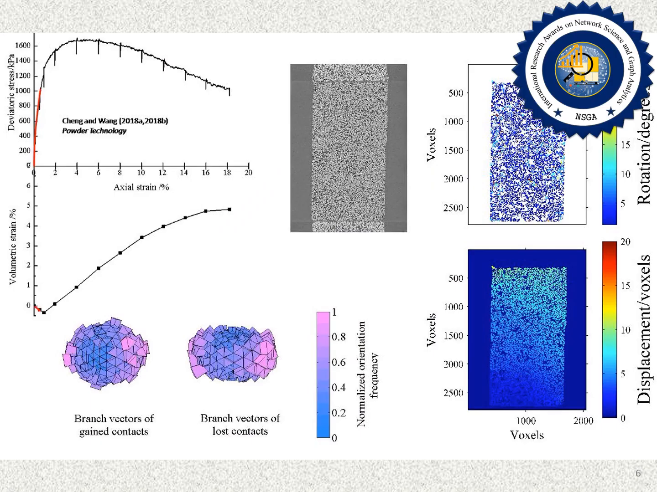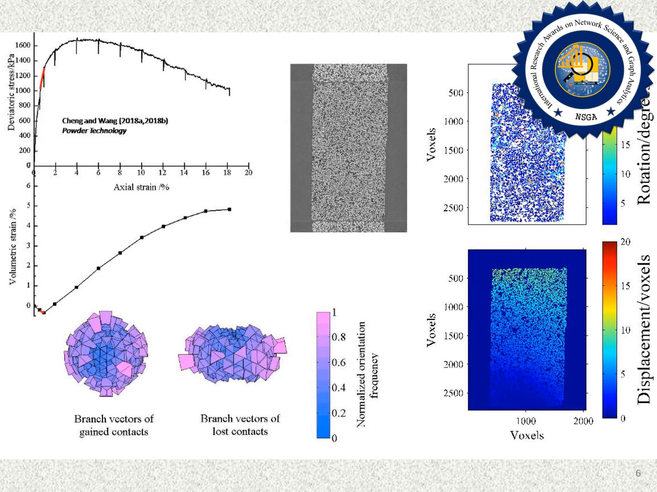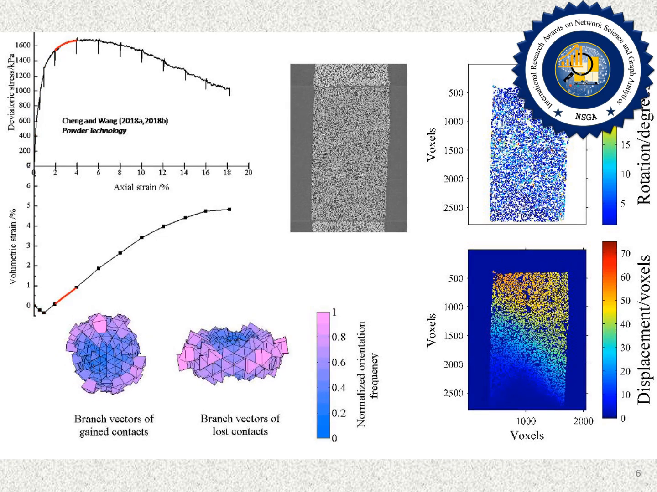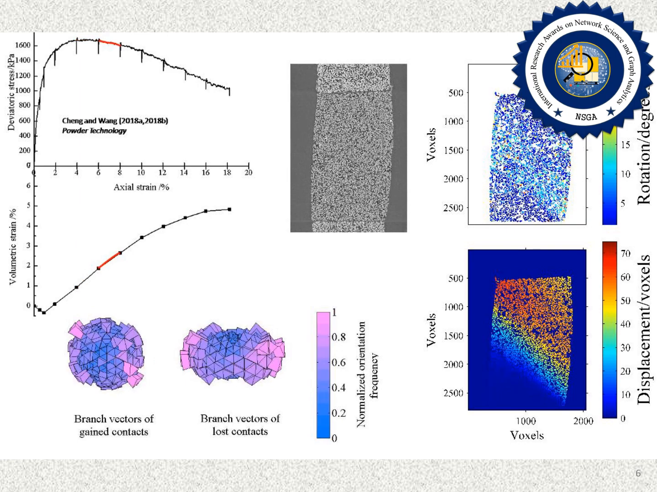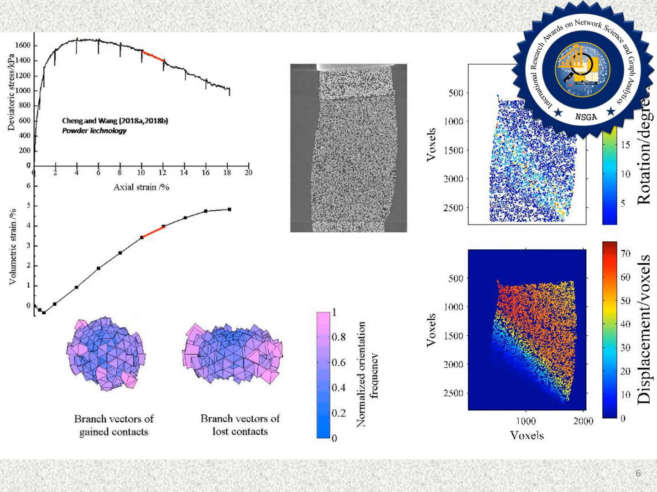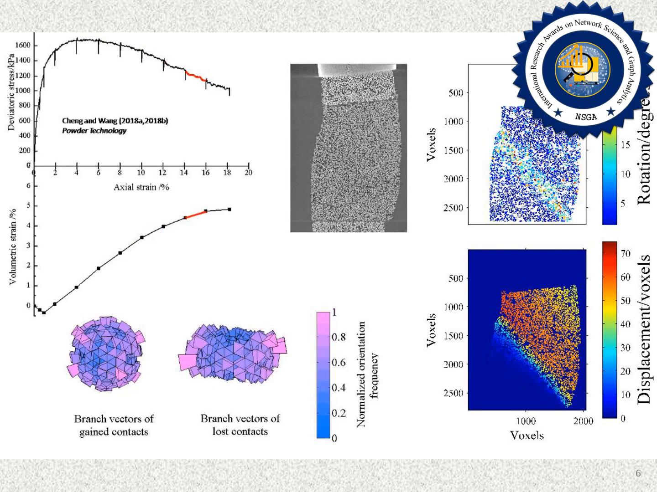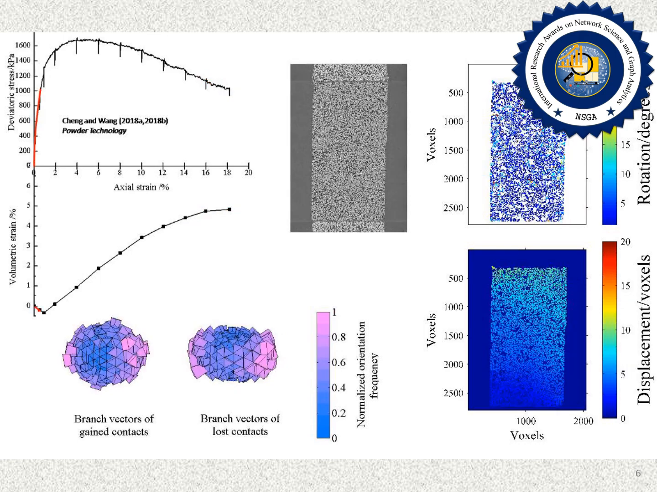Here is a video to show the macro scale behaviors like stress-strain responses, the shear band evolution, as well as the grain scale behaviors such as the translation, rotation, and the branch vector of both gained and lost contacts.